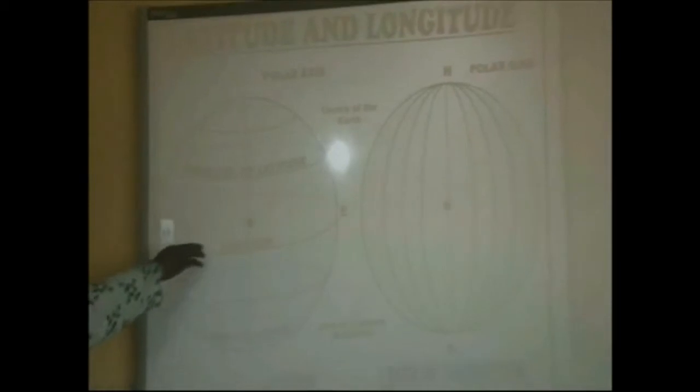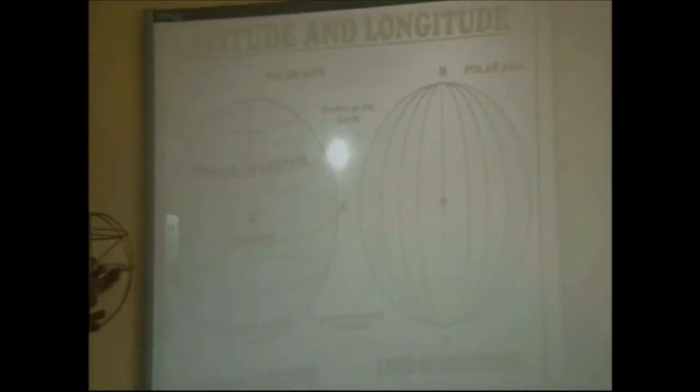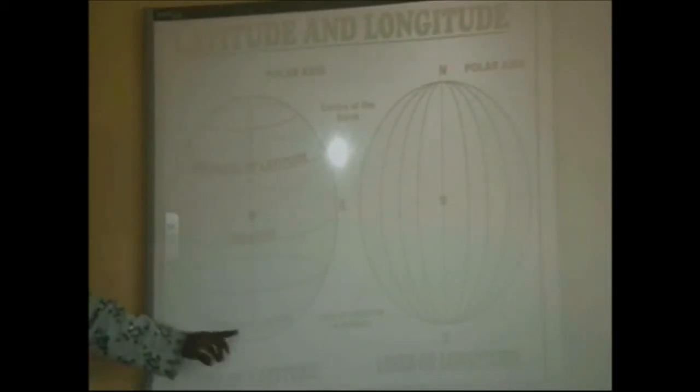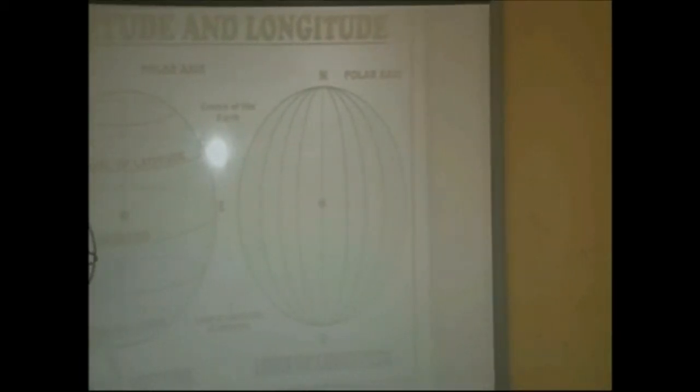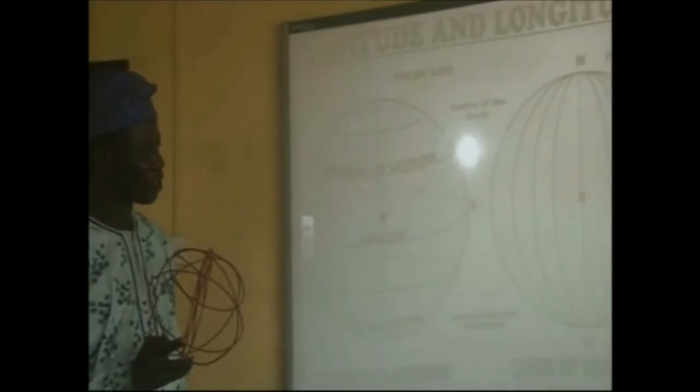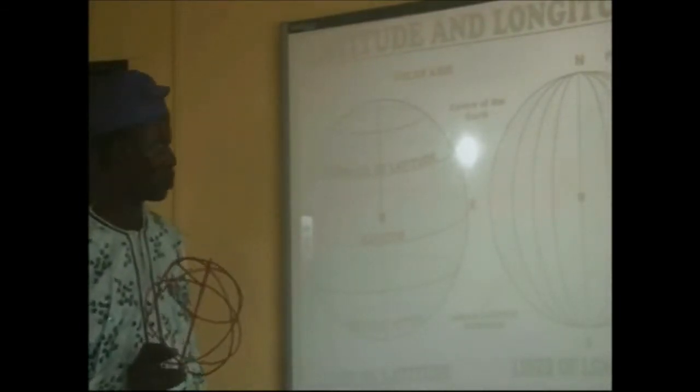Now you can see these are parallels of latitude. The equator there is another parallel of latitude. This is to the north, while this is to the south. And of course, what are these? They are lines of longitude. What are they? Lines of longitude. I hope that is clear. Yes.